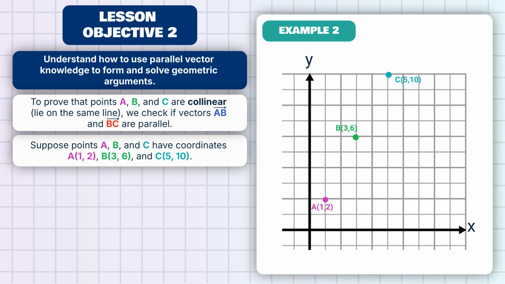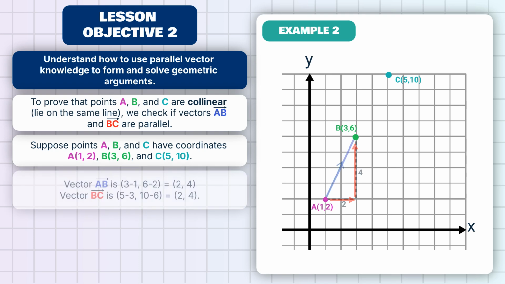To find vector AB, we need to find the difference between the x-coordinates and the y-coordinates of A and B. The x-coordinate of B is 3 and the x-coordinate of A is 1, so we find the difference to get the x-component of the vector is 2. We can do the same for the y-coordinate to find that the y-component is 4. So we find that vector AB is (2, 4).